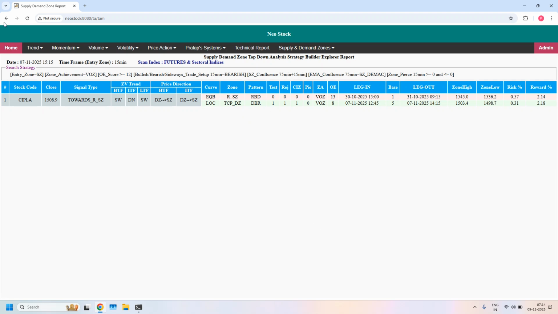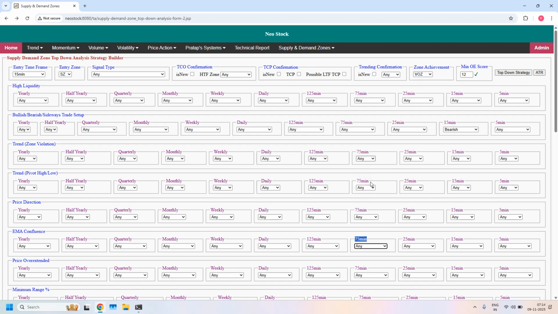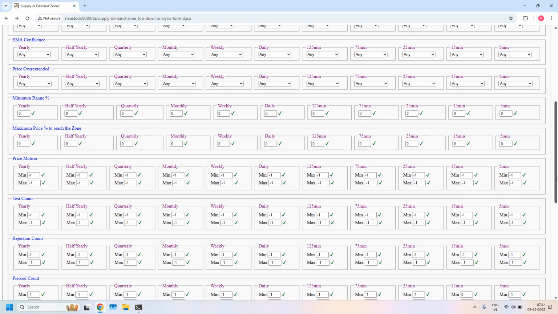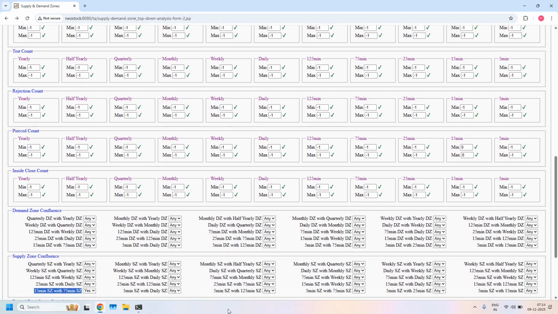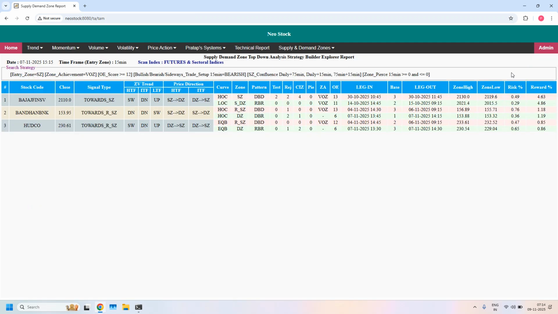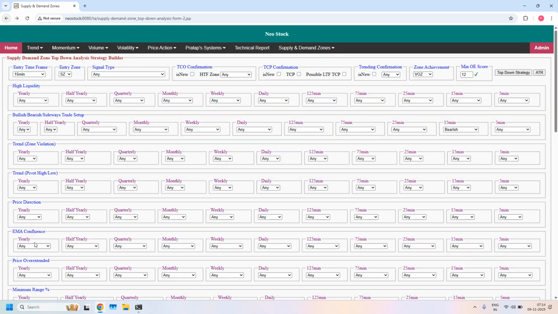Okay, now I will apply the second strategy, removing ITF filter. The second strategy, LTF, ITF and HTF supply zone Confluence. So we should set 3 filters, 15 minutes and 75 minutes, 15 minutes and daily, 75 minutes and daily supply zone Confluence. With all the 3 filters, we got 3 stocks. In all the 3, 15 minute supply zones overlapped with 75 minute supply zone, both together overlapped with daily supply zone. But daily trend is downtrend in only one stock. Let's verify if that stock is having any daily supply zone with daily EMA Confluence.